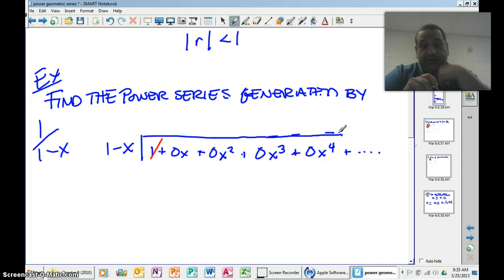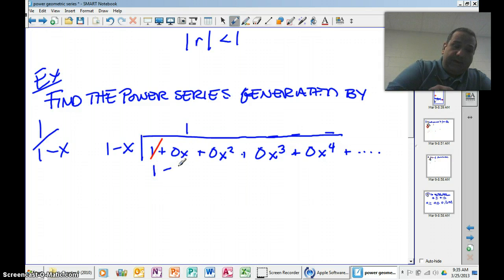So if I wanted to ask you to find the power series generated by 1 over 1 minus x, I'm going to put some x's out here and I'm going to try and divide, long division style. Just what I want. So I'm going to go 1, and it's going to be 1 minus x. We're going to subtract that. That's how we do long division. And now we're going to get x as my next answer.